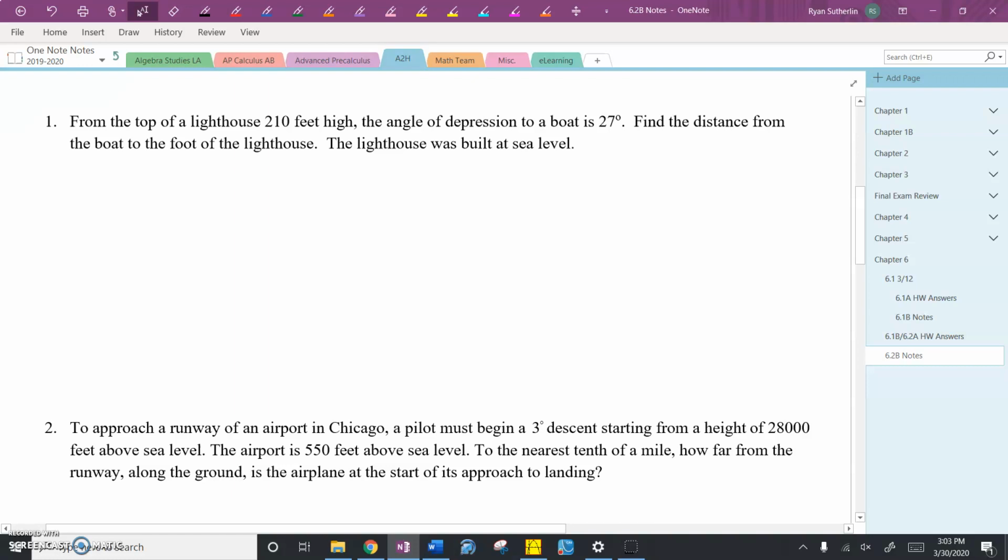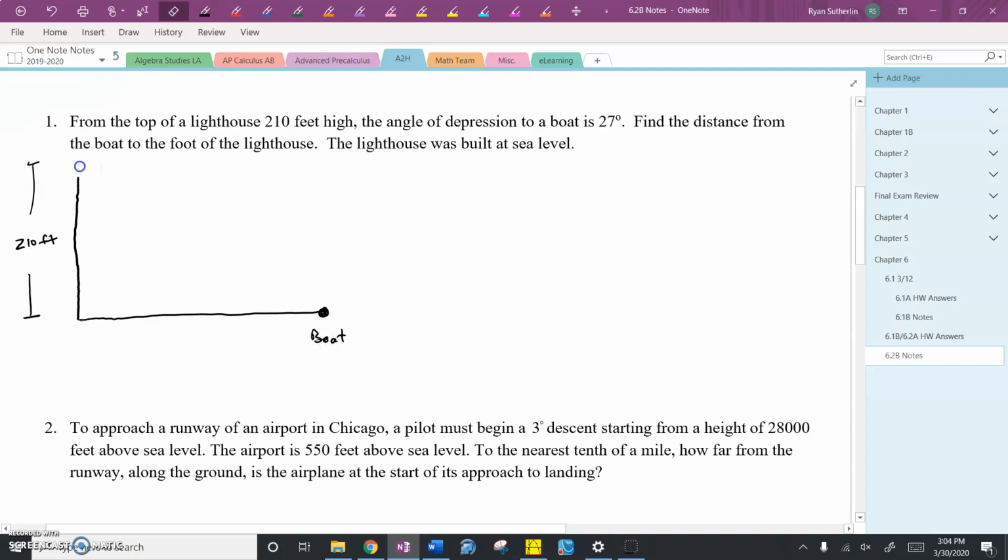So first problem. From the top of the lighthouse, 210 feet high, the angle of depression to a boat is 27 degrees. Find the distance from the boat to the foot of the lighthouse. The lighthouse is built at sea level. So to draw our picture, we have our lighthouse. And we know the lighthouse is 210 feet tall. And then out in the distance, there is a boat.